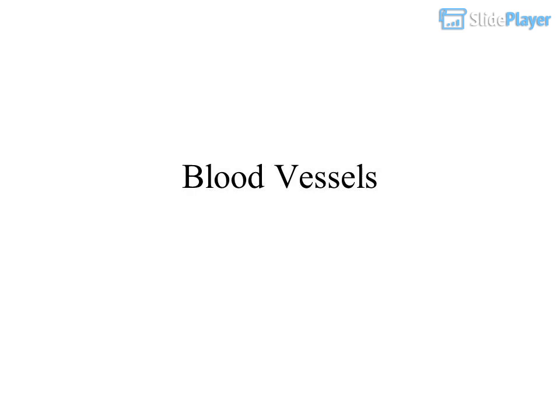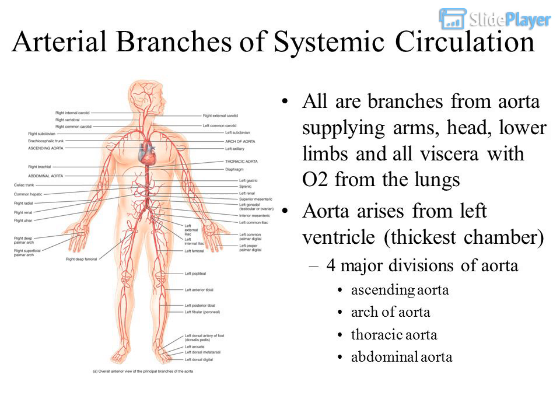Blood vessels. Arterial branches of systemic circulation. All are branches from the aorta supplying arms, head, lower limbs and all viscera with O2 from the lungs.